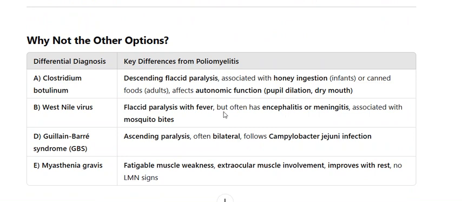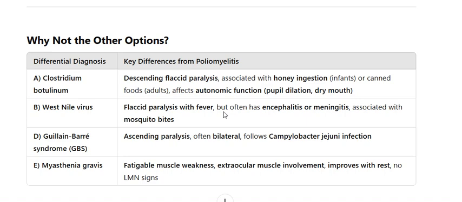Why not the other options? Key differences from poliomyelitis. A. Clostridium botulinum: descending flaccid paralysis associated with honey ingestion in infants or canned foods in adults, affects autonomic function, pupil dilation, dry mouth.